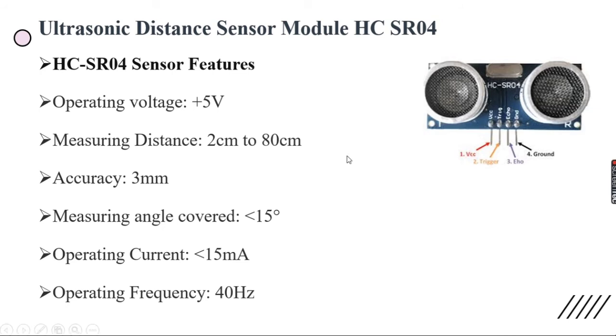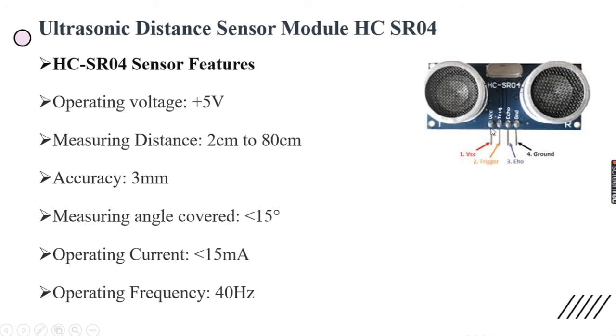The HC-SR04 ultrasonic sensor: operating voltage is 5 volt, measuring distance 2 centimeter to 80 centimeter, accuracy 3 millimeter, measuring angle less than 50 degree, operating current less than 50 milliampere, and operating frequency 40 Hz. Here you can see the transmitter and receiver.